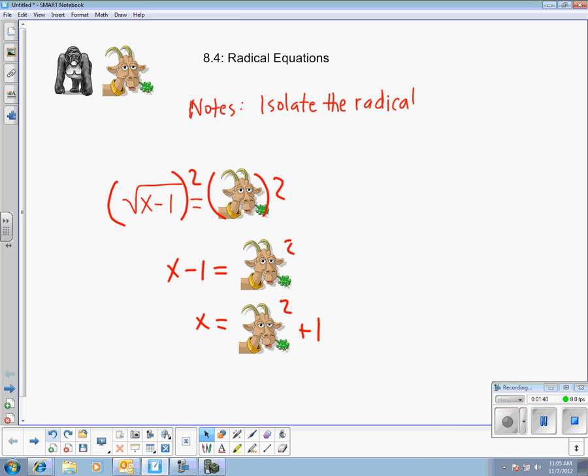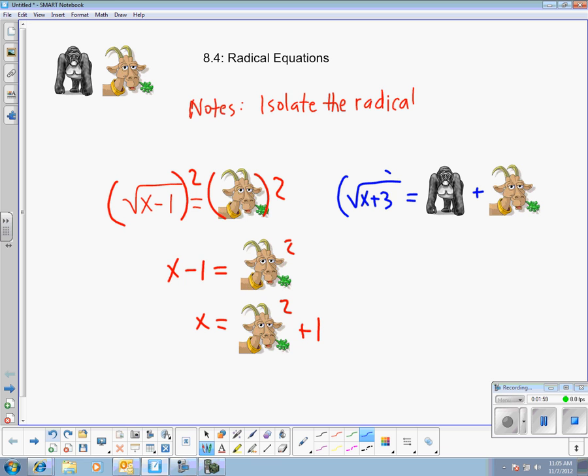The one that might cause you some issues if you're not careful, let's say we have the square root of x plus 3, we've isolated the radical, and that's equal to gorilla plus goat. Okay, to solve this, we square both sides, because you isolate the radical and square both sides. Or cube both sides, or raise both sides to the fourth, whatever. Most of the time, 99% of the time, it's squaring. The reason is because the square root and the square cancel, and I'm just left with x plus 3.